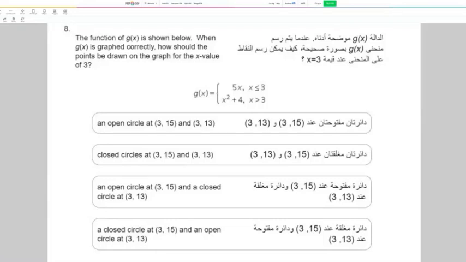The function g of x is shown below. When g of x is graphed correctly, how should the points be drawn on the graph for the x value of 3? So let's replace the x by 3. For the first one, 5 multiplied by 3 equals 15. And then for the second one, it's going to be 3 squared plus 4, which equals 13.